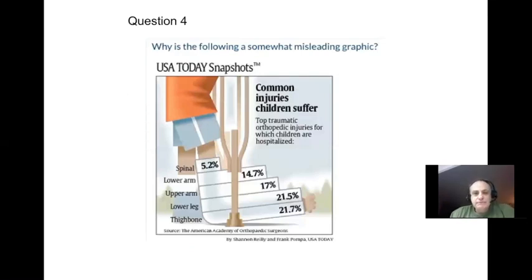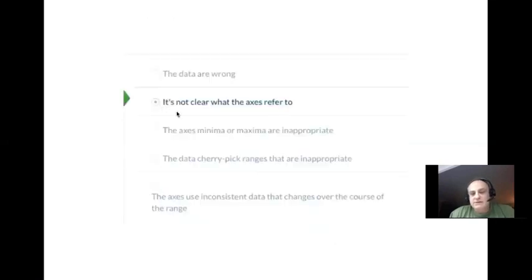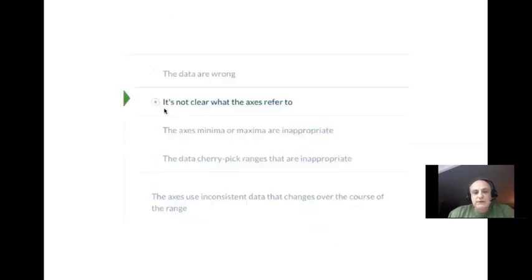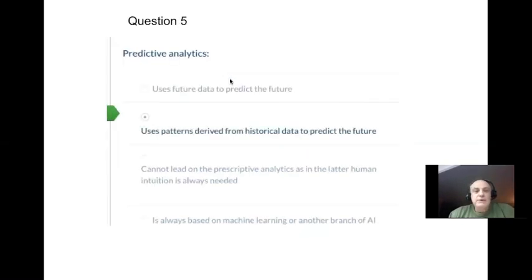Why is the following a somewhat misleading graphic? What you've got here is a very nice graph, but it's not clear what those axes refer to, so you can't see what that is. Is this body or these numbers? Not 100% clear, and therefore the correct answer would have been, it's not clear what the axes refer to.